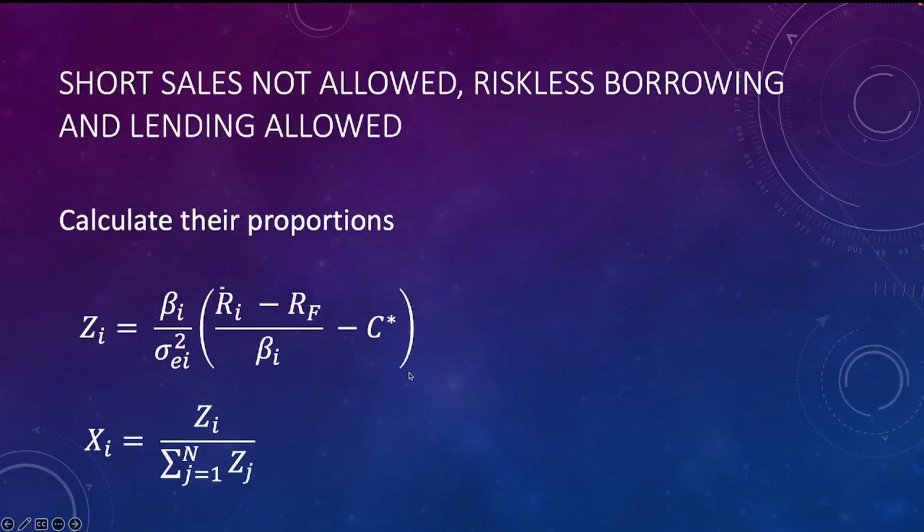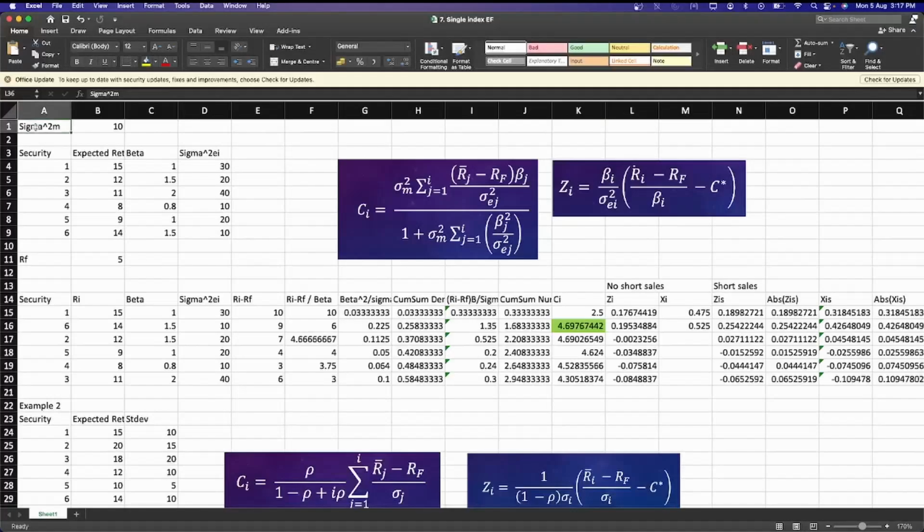Let's actually go to our example now. This is our example. We have a sigma square m, which is given to us, which is 10. We also have 6 securities. We have their expected returns, Ri's, their betas. Betas are basically some sort of risk measure. And we also know their sigma square Ei. All of this part is given to us. And we are also given this risk-free return rate, which is 5 for our example.